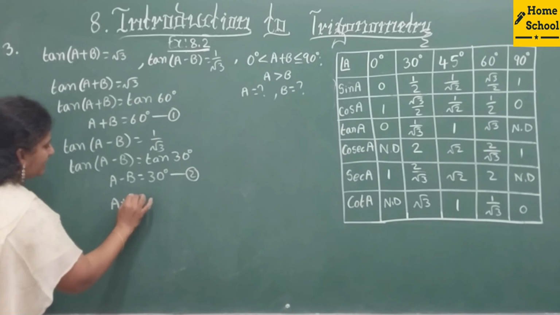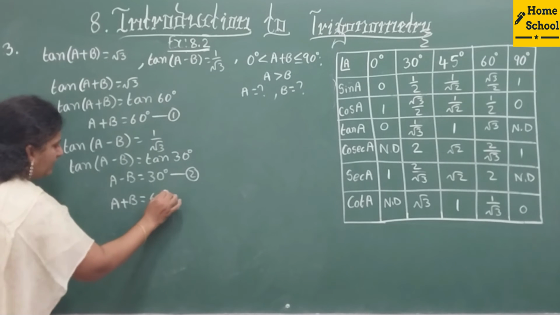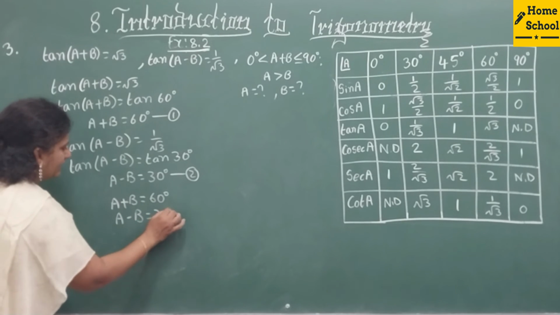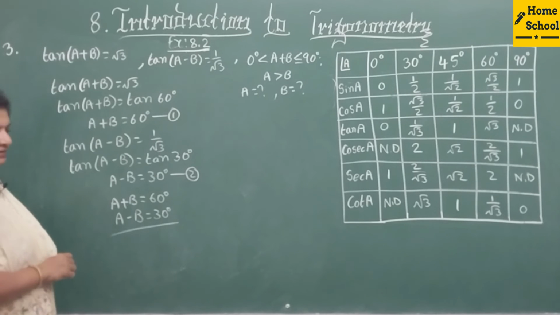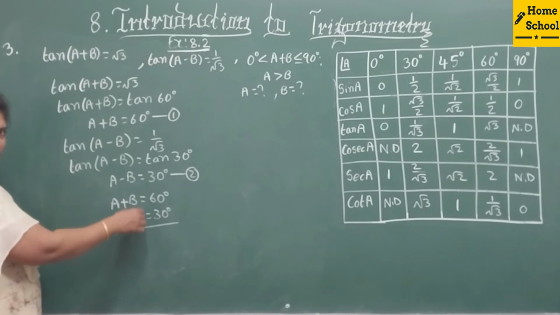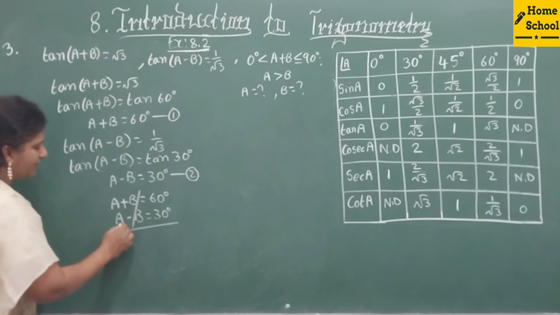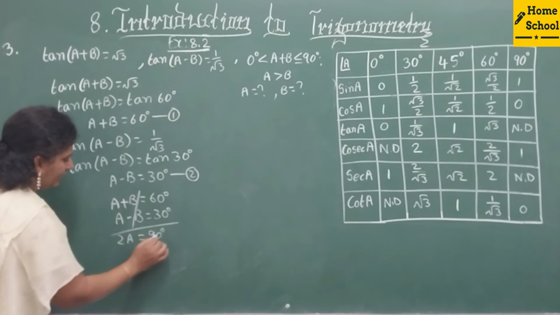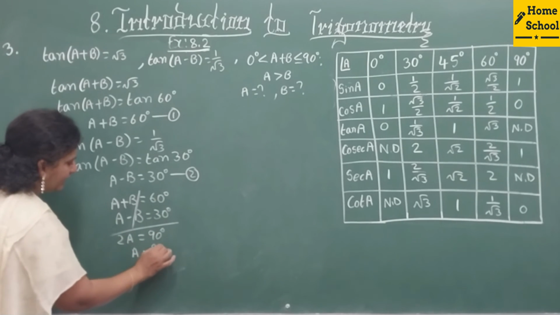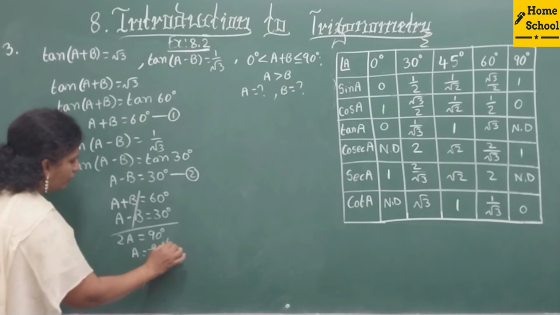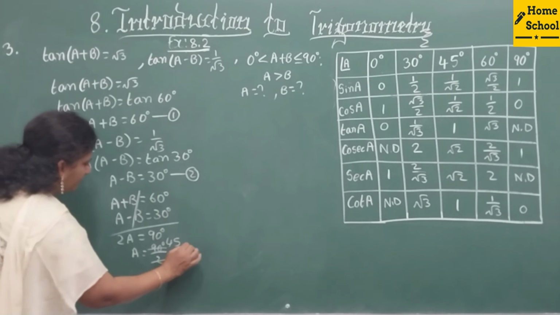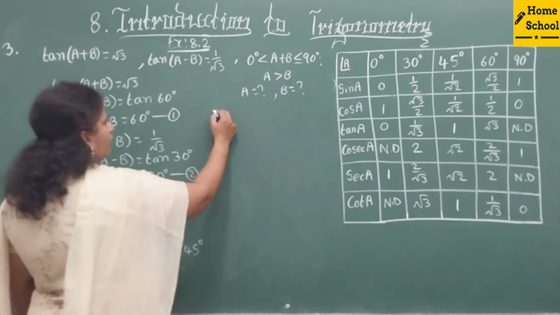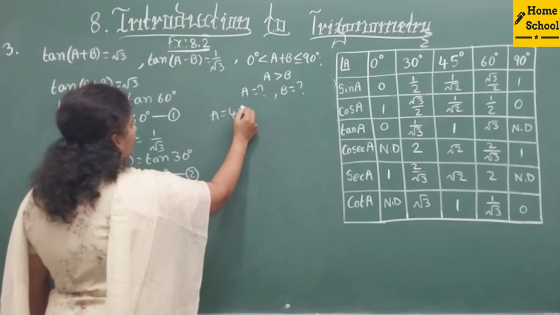Now solve equation 1 and 2. A plus B is equal to 60 degree and A minus B is equal to 30 degree. Add or subtract? Just add, because you have here plus B, minus B. A plus A is 2A. 60 plus 30 is 90 degree. A is equal to 90 degree by 2. That will be 45 degree. 45 degree is A value.